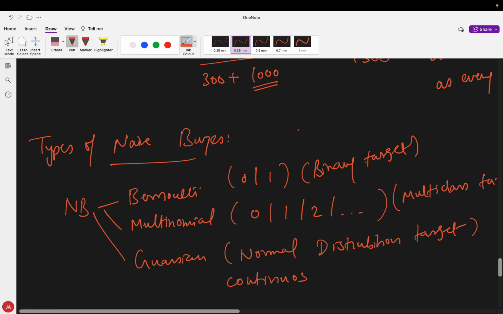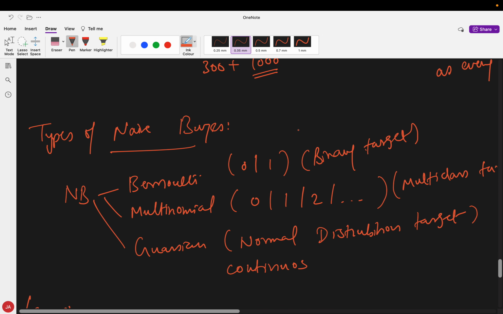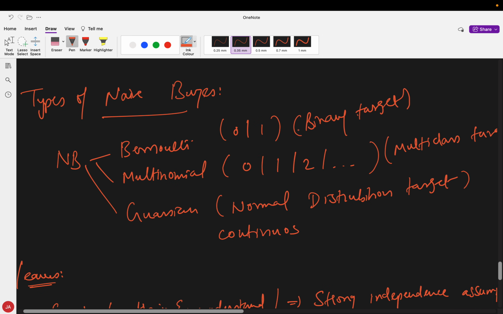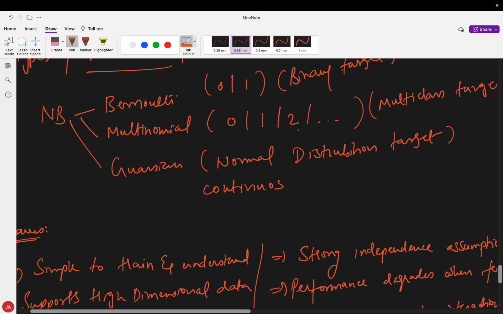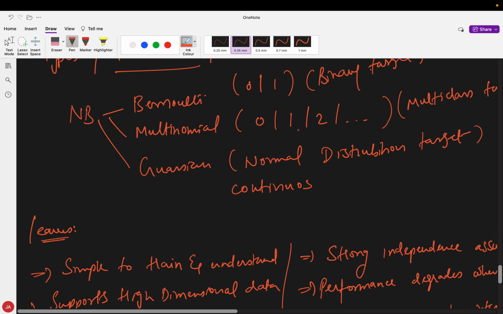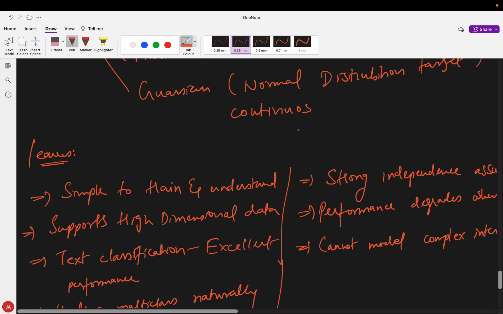So now there are some types of naive Bayes also. This was an example of Bernoulli naive Bayes, where my target was a binary class. There is also multinomial naive Bayes, which can handle a multi-class target, and if the target is a continuous variable, we call it Gaussian naive Bayes.